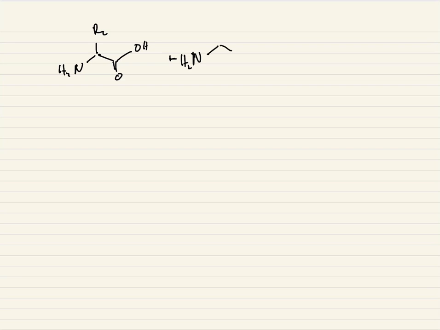It has the same backbone. Here's R1, and its C-terminus, like this. We put it in DCC, and we get the joining of the carboxylic acid carbonyl here to the amine side of the other amino acid.